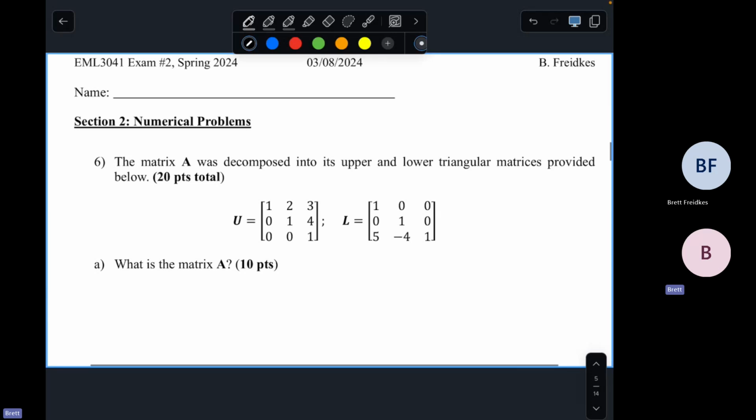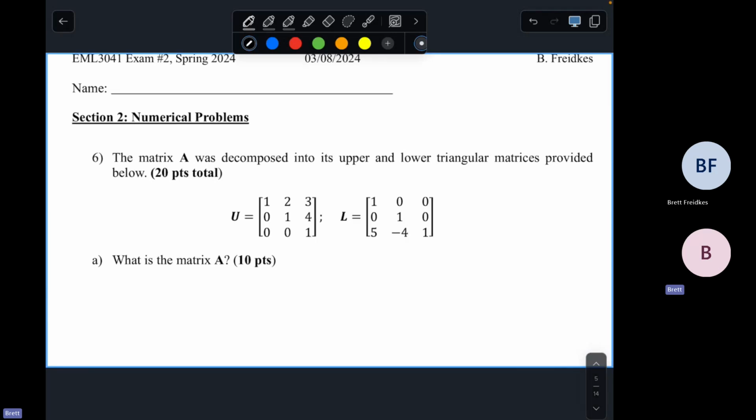All right. Question 1. The matrix A was decomposed into its upper and lower triangular matrices provided below. What is the matrix A?